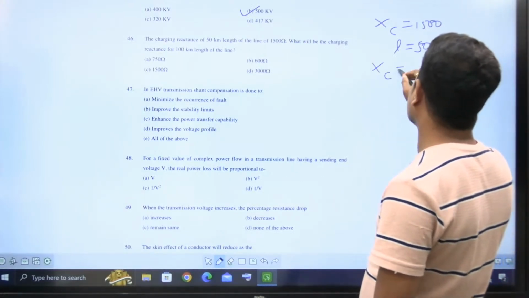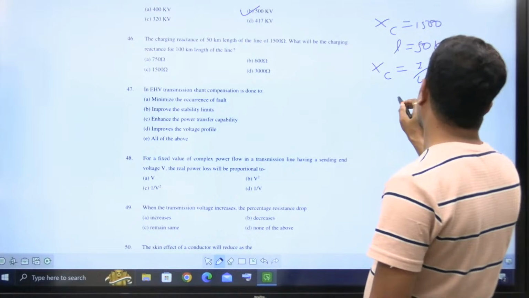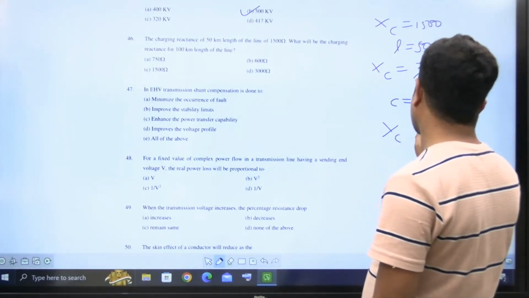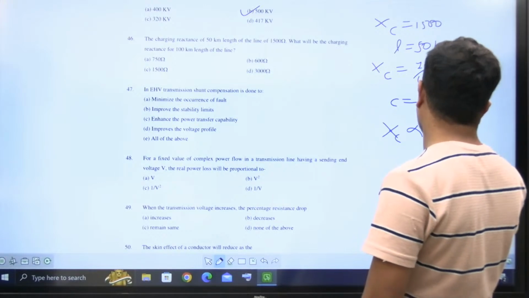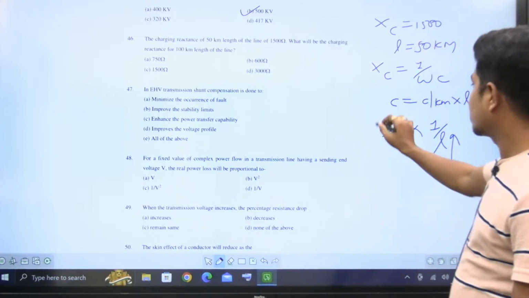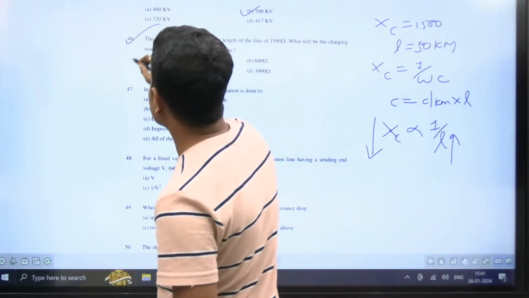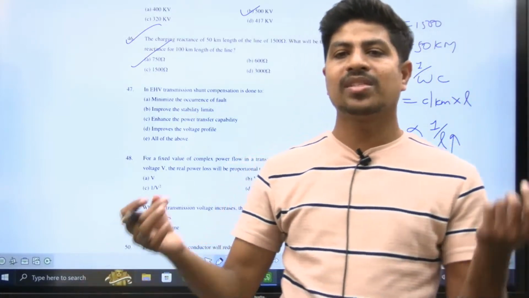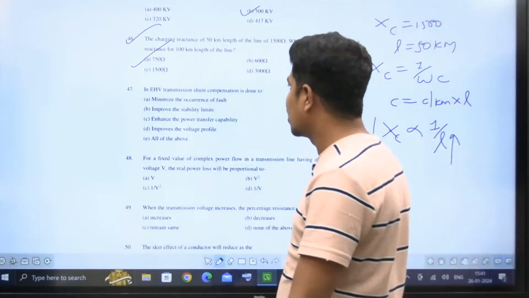We know that XC is equal to 1 by omega C, and C is equal to C per kilometer into the length of the transmission line. XC is inversely proportional to length. If length gets doubled, XC is going to be half. So the answer is 750 ohms. That much easy it is. Correct question is. Next question.